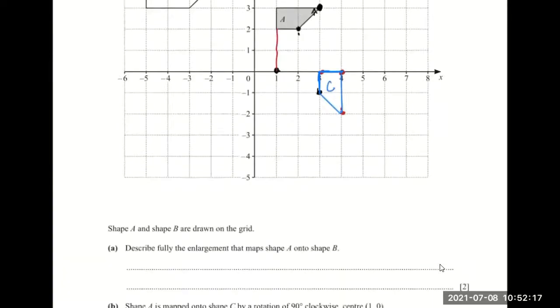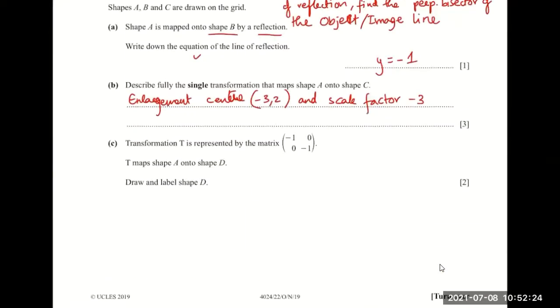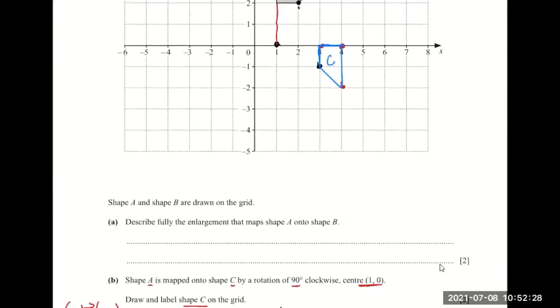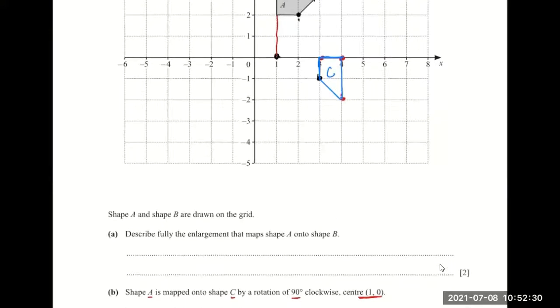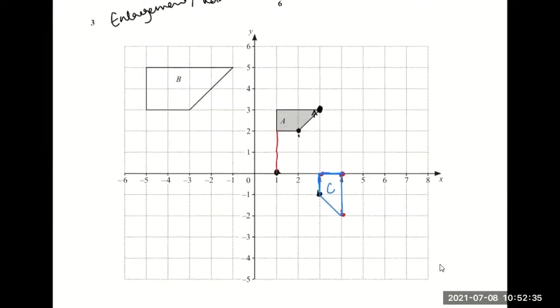Okay. I left out this part. Let's talk about this part and then we'll move on. Let's see how many are left. Okay, this is shapes A and B shown on the grid. Describe fully the enlargement. If it's telling you that it's an enlargement, I don't need to worry about finding what it is. I know that it's an enlargement. So what I do is I join my object and images and see what happens.